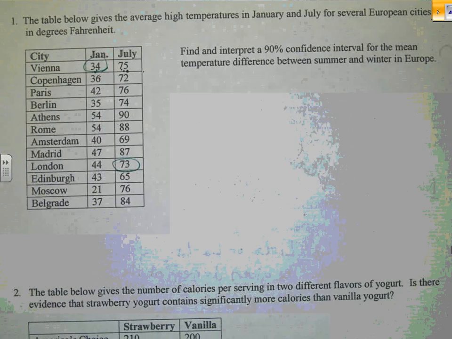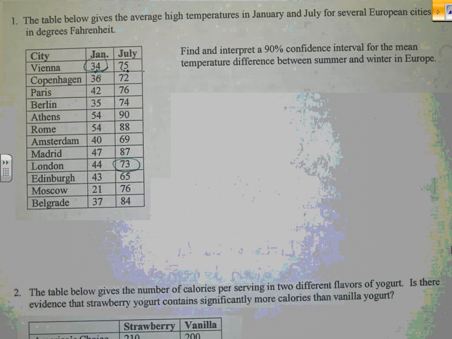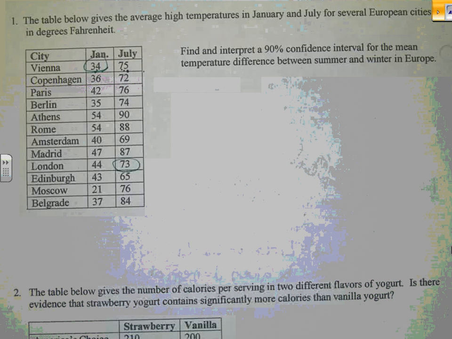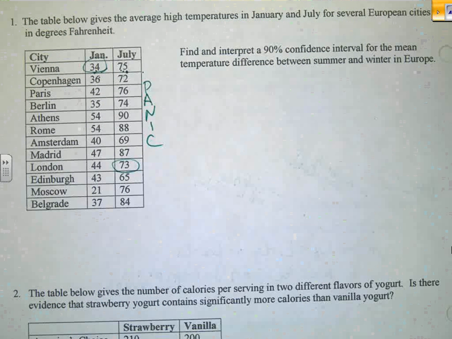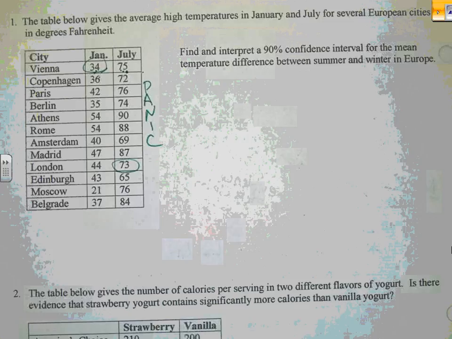So it says find and interpret a 90% confidence interval for the mean temperature difference between summer and winter. So we're going to do a confidence interval. We'll go through all the steps.